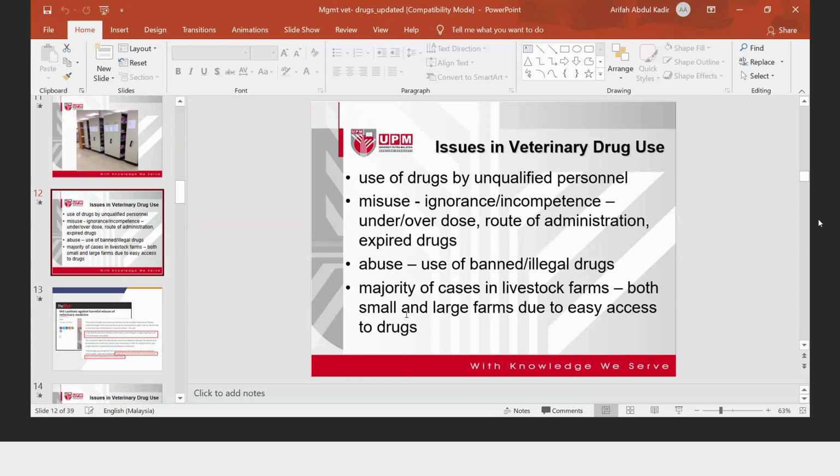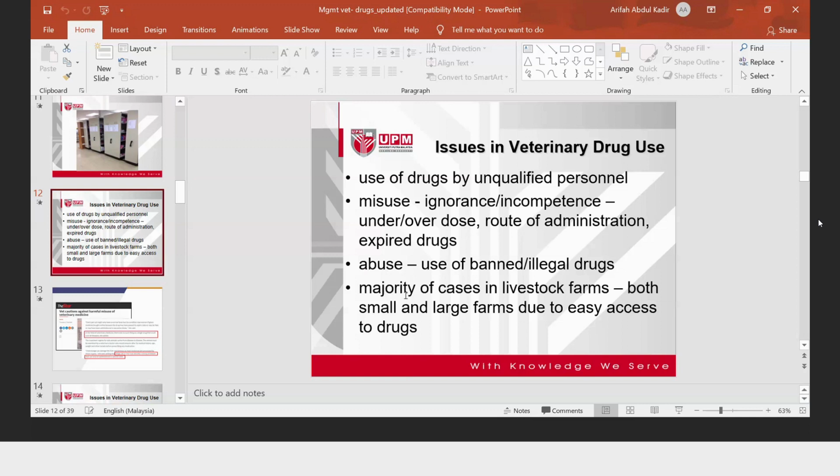And the other issues such as abuse, use of banned or illegal drugs. So if an antibiotic has been banned and cannot be used, it must not be present in the farm, or when they check for residues in meat, it shouldn't be present, right? But sometimes it happens lah, they detect all these banned drugs, like chloramphenicol, in meat. Chloramphenicol is a banned drug.